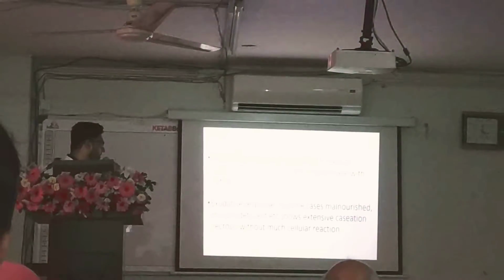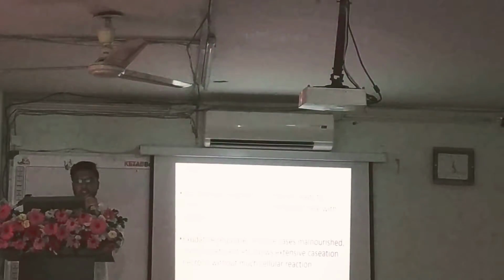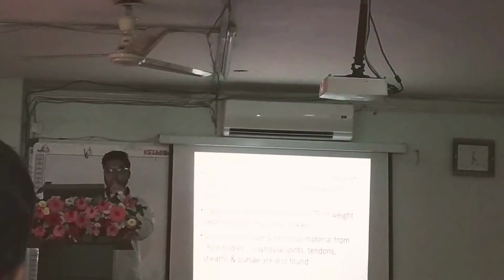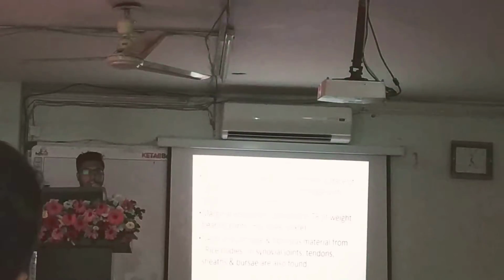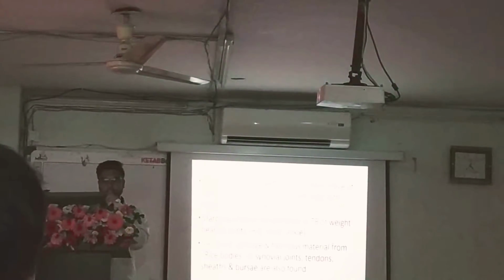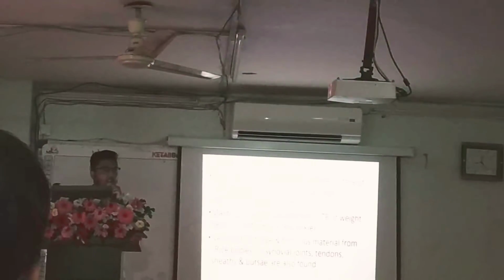In the exudative response, seen in some malnourished, immunodeficient patients, there is extensive caseation necrosis with much cellular reaction. Marginal erosions are also common in tuberculosis of weight-bearing joints like the hip, knee, and ankle. Necrosed cartilage and fibrinous material form rice bodies in synovial joints, tendon sheaths, and bursa.